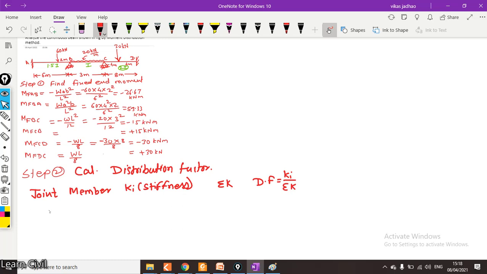Okay, so we have two joints here where the distribution of moments is possible, that is joint B and joint C. At these two joints only distribution of moments is possible. Both joint A and D are fixed supports, therefore they will be self balancing, and no distribution of moment will take place at joint A and joint D. Distribution of moment will take place at joint B and joint C only.